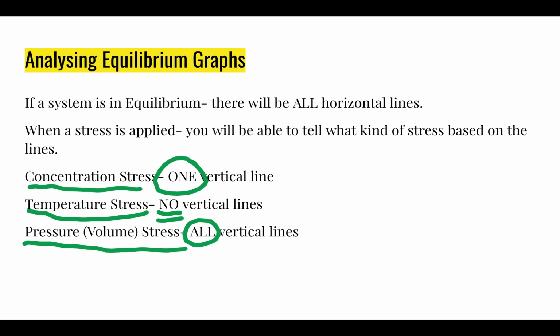So just going over that, you already know your system is in equilibrium because you have all horizontal lines. And then if you just have one of those lines going up, it's concentration. Temperature, the whole system has to heat or cool, and that can't happen suddenly. That's why we have no vertical lines. And pressure and volume changes, that does happen suddenly. That's why we'd have all vertical lines.